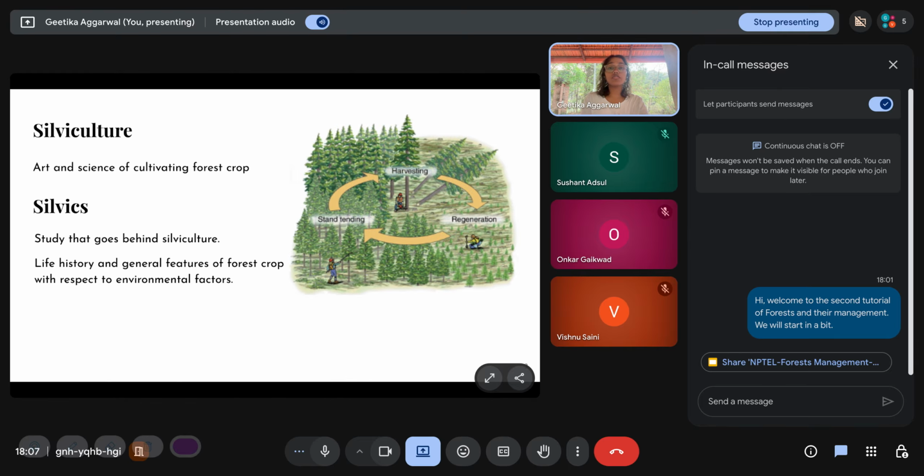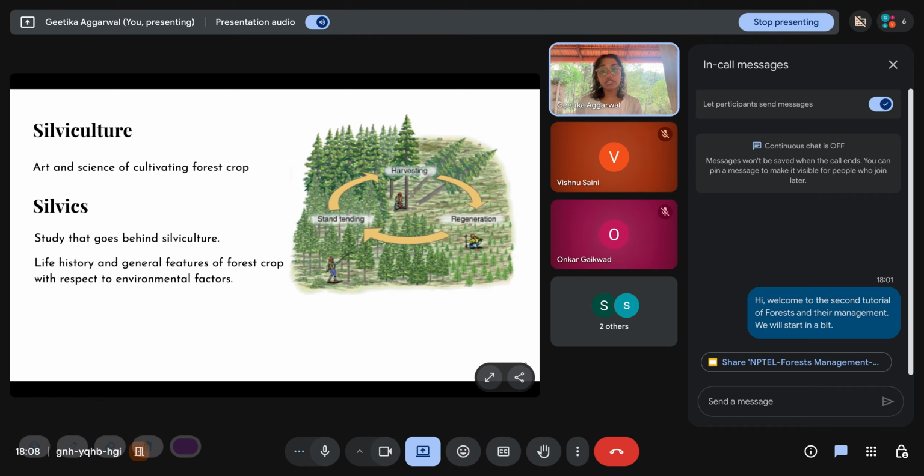To perform silviculture, you need some knowledge about the forest, about the plants that grow there, about the soil that is present there. That knowledge or study that's required to carry out silviculture comes under the field of silvics. So in silvics, what do we study? We study the life history of the trees, or in general of the plants present in the area, and the general features of the forest crop with respect to environmental factors.